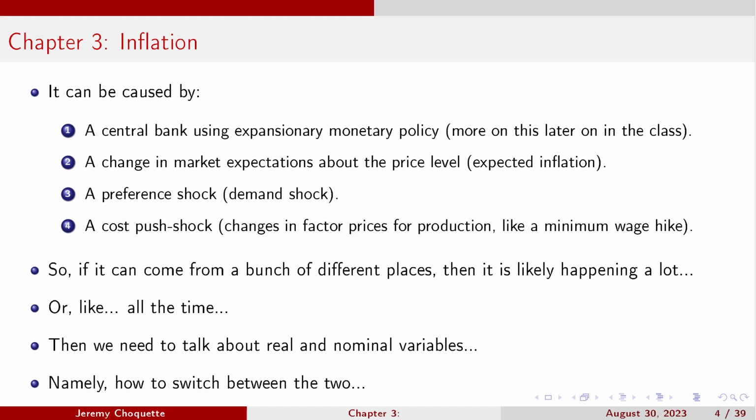So it can come from a bunch of these different places, and that means it's probably happening a lot, or maybe all the time, which it is. And if it is, we need to talk about real and nominal variables, namely how to switch between the two.